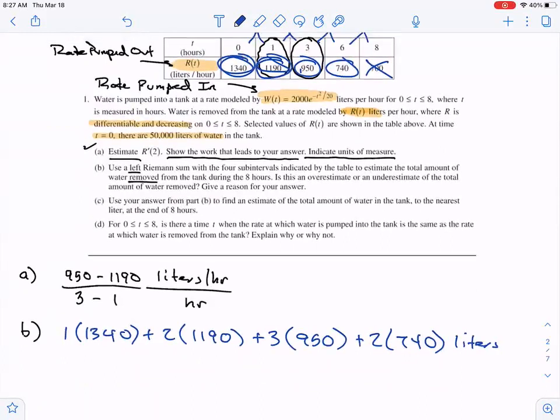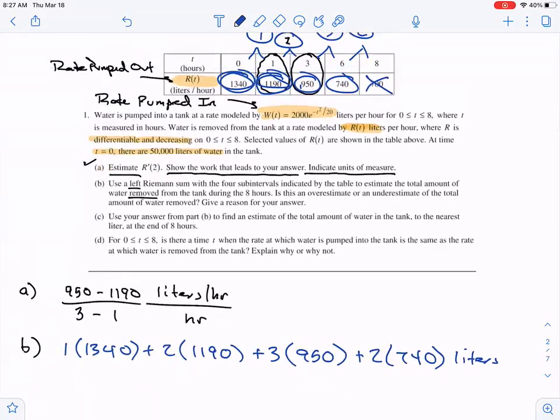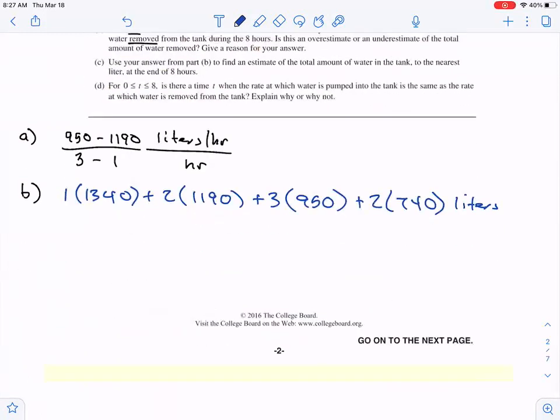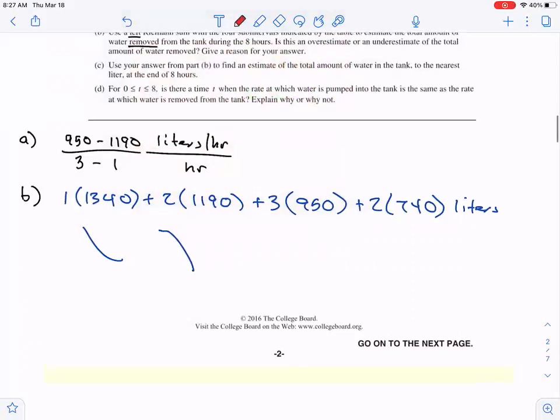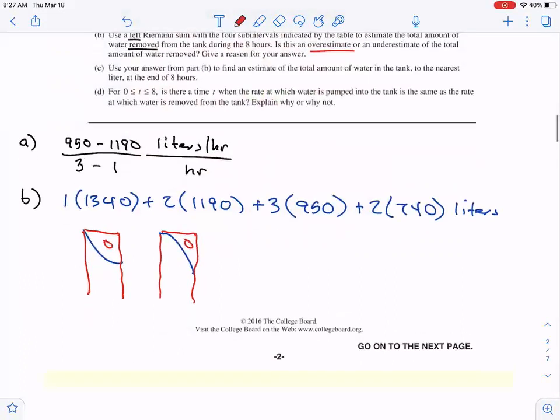Okay. Is this an overestimate or an underestimate of the total amount of water removed? Okay, I just did a left Riemann sum. They told me in the stem of the problem that R is decreasing. So just to make sure I don't mess this up, I'm going to draw R as a decreasing function. Doesn't matter if I draw it decreasing concave up or decreasing concave down. And then if I do a left Riemann sum, I can see that this portion right here is an overestimate. Even if I'm doing it like this, it's still an overestimate.